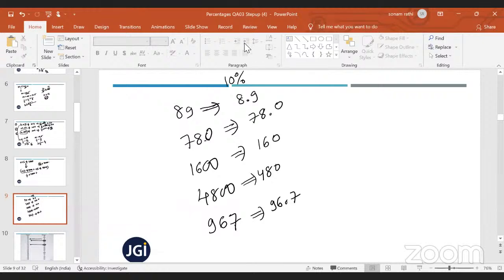Correct? If I ask you 10% of any number, you will do... I'm going slow, wait a minute. Yes. So 10% of any number is: take the last digit, put a decimal before that. Please mute yourself. I'm not going to keep saying this again and again.